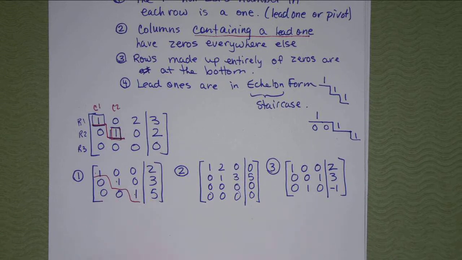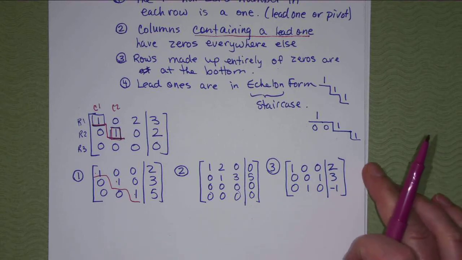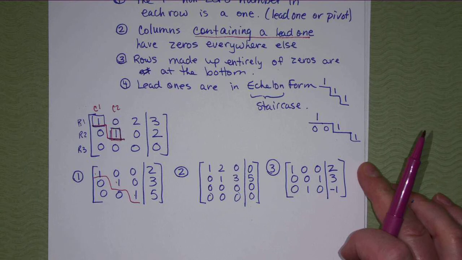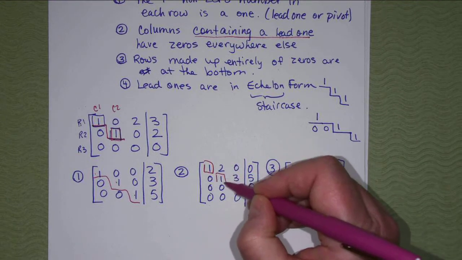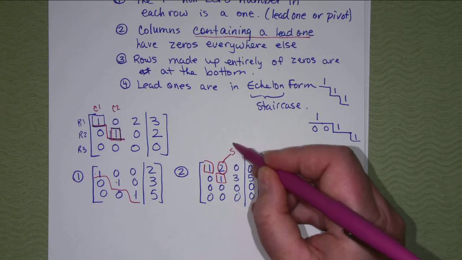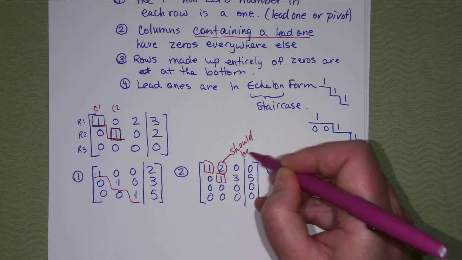What about this one? No. So which criteria breaks down in this one? Number 2. So number 2 says columns containing a lead 1 have zeros everywhere else. Do you see it? So here's a lead 1, and that's good, it has zeros everywhere else. Here's a lead 1, that 2 should be a 0. So it's not in. So this one, yes. This one, no.